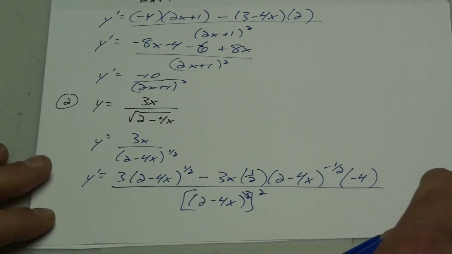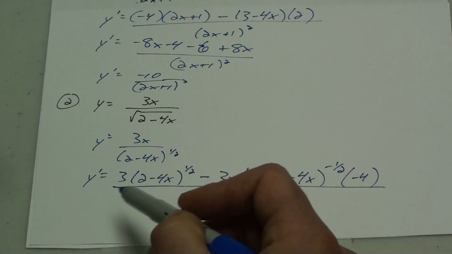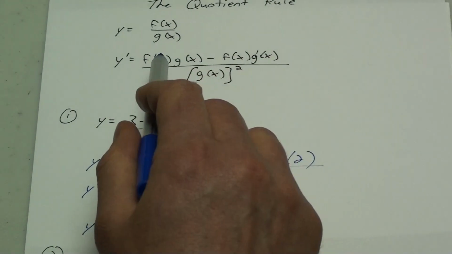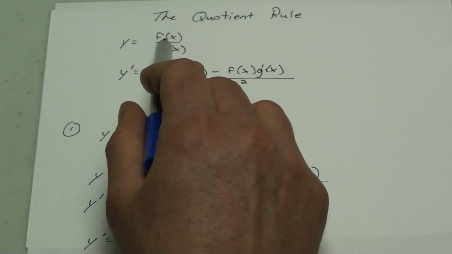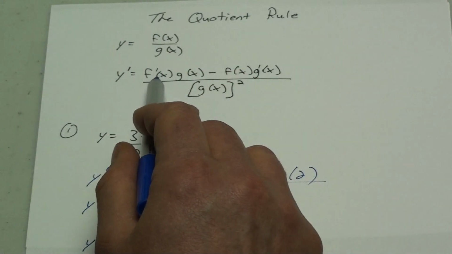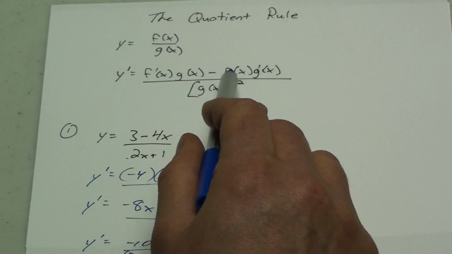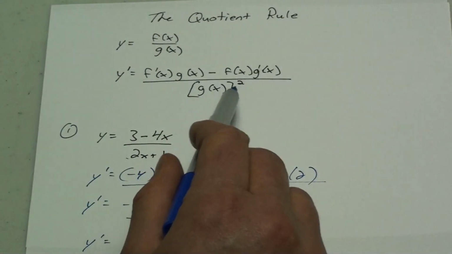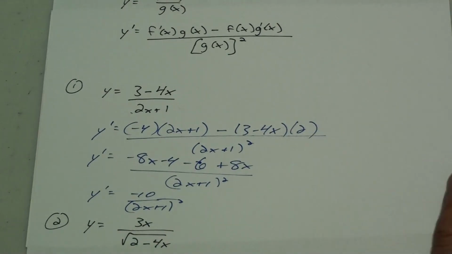I'll save that for another video. This is just following the quotient rule pattern. Okay, so here I have derivative of the top, original of the bottom, minus original of the top, derivative of the bottom, all over the bottom squared. And that gives you the quotient rule.